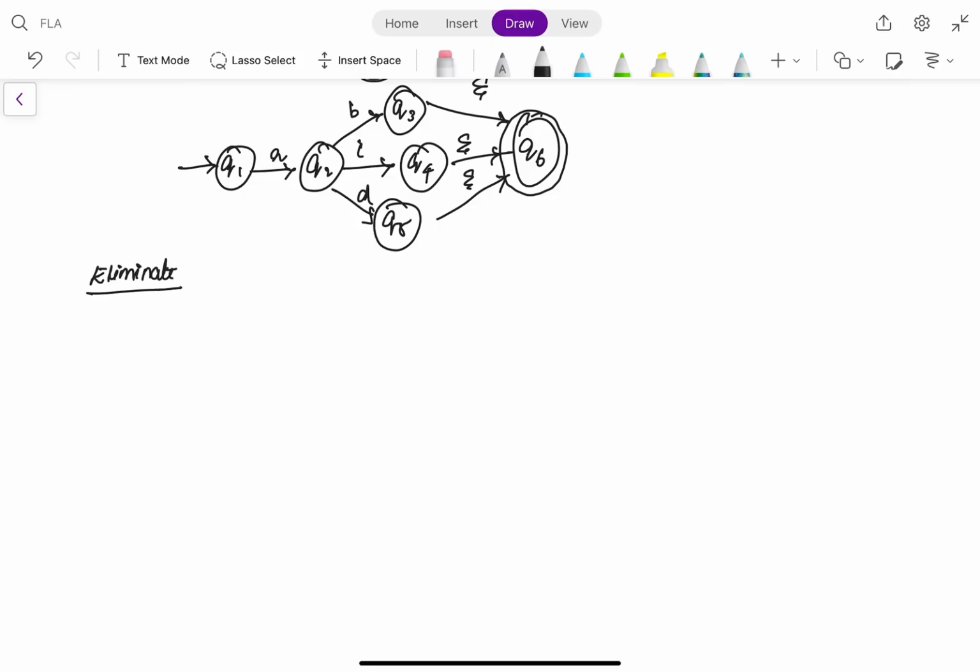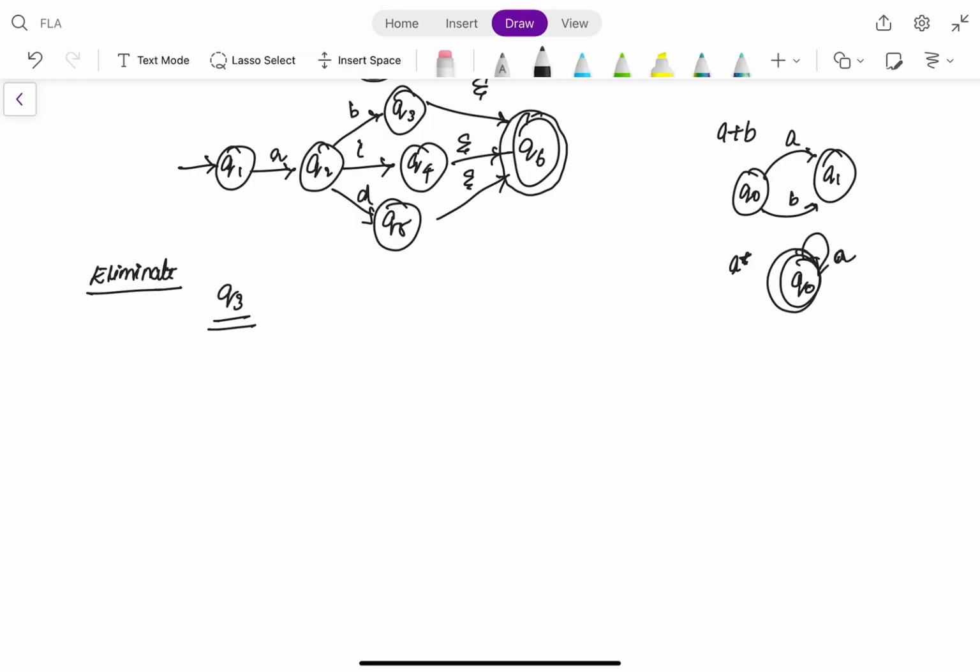First we will try to eliminate Q3. So you know all the basic regular expressions, right? A or B will look like this. A star will look like this, we already saw all these. A, B will look like this, right? So you remember all this.